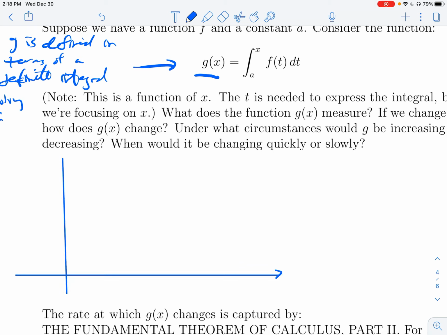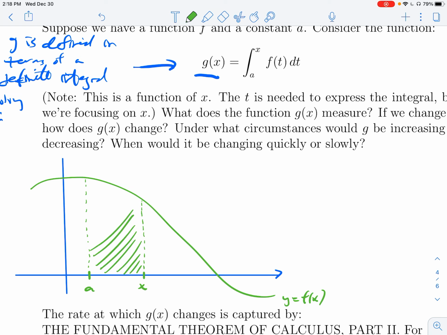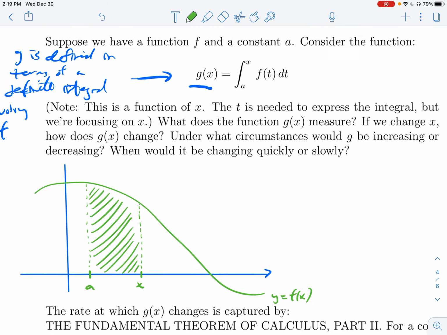So let's suppose here is my graph of f. Actually, I'll do this in a different color. Here's my graph of y equals f of x. And let's suppose here is a. And let's suppose here is x. G of x, using the area analogy, is computing that area. But we want to think of this as a function.